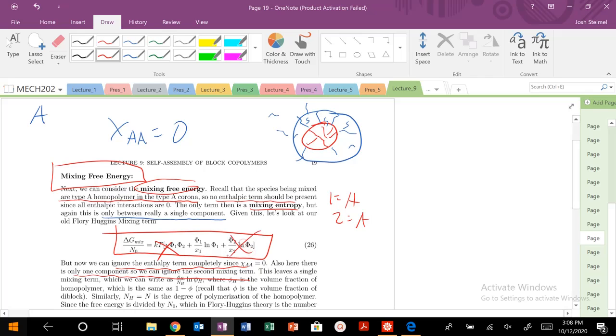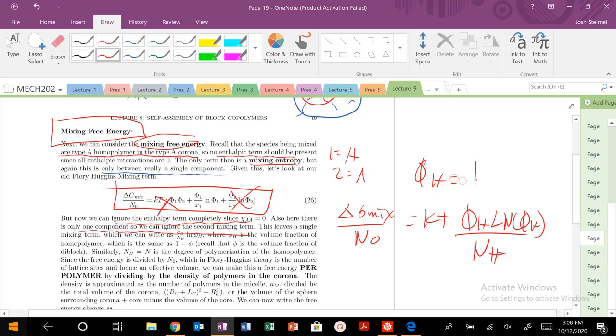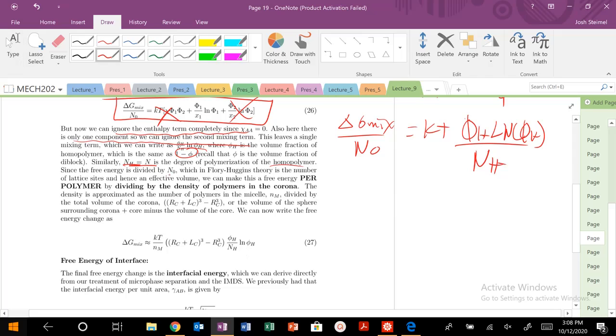So this term disappears, and we're left with our delta G of mixing as a function of N naught equals kT of phi of our homopolymer, log of the volume fraction of our homopolymer, divided by the degree of polymerization of the homopolymer, where again the volume fraction of our homopolymer is 1 minus the volume fraction of our dye block. So we could substitute that in. We also know that N_H is equal to N, the degree of polymerization of our homopolymer, and here we can see our free energy is divided by N naught. So this is the number of lattice sites, and so it's basically like a type of effective volume.